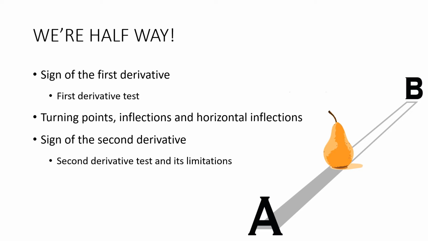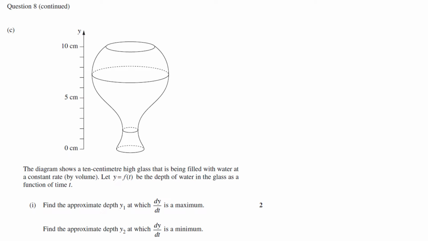This is what we've learned: sign of the first derivative and the first derivative test, turning points, inflections and horizontal inflections, the sign of the second derivative test and its limitations.